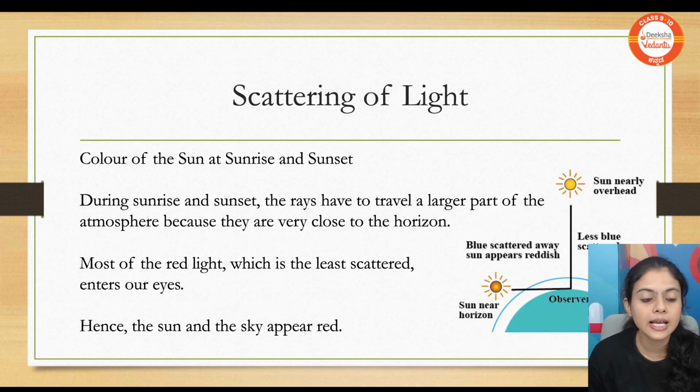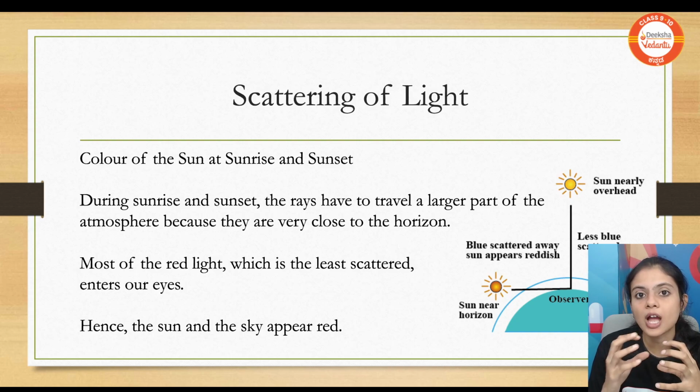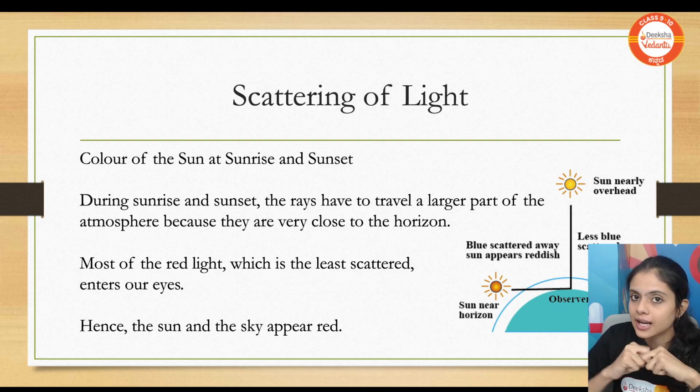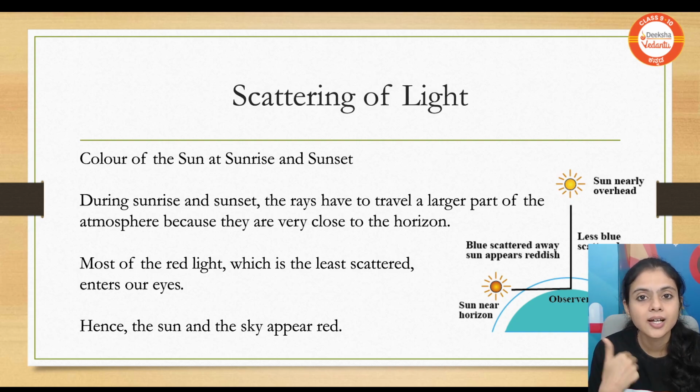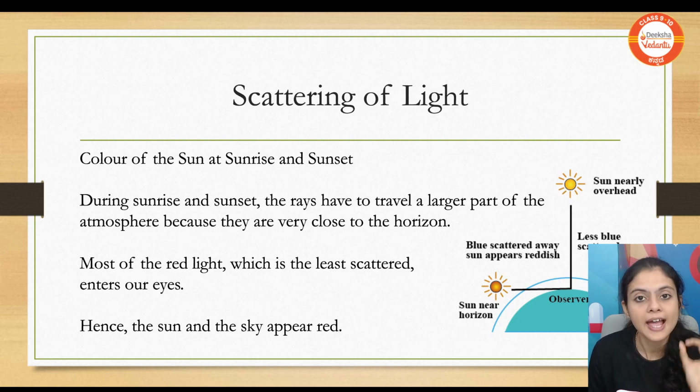And the next thing is why the color of the sun is red. As we had seen, the white light coming from the sun gets split into 7 colors, and blue light and violet light get scattered. But the red, orange, and yellow lights, which scatter the least, directly reach our eyes from the sun. Hence, the sun appears red in color.